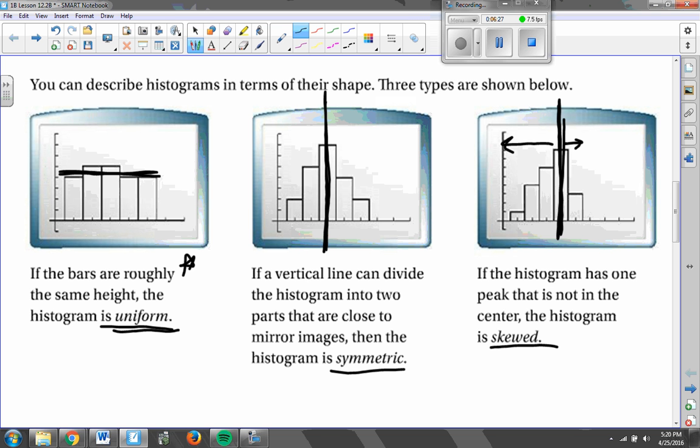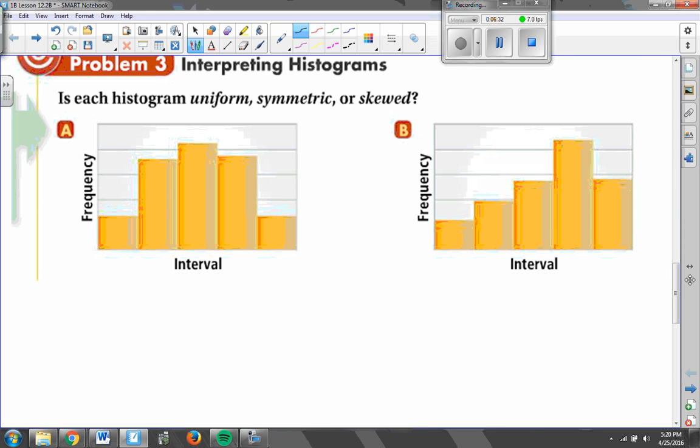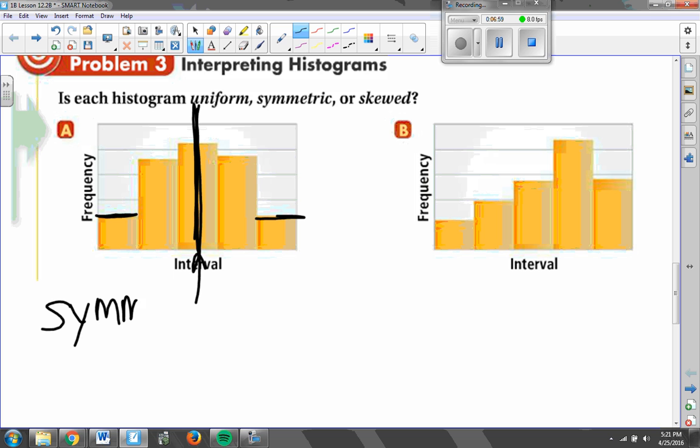So you'll also see problems in your practice problem set that say something like this: is each histogram uniform, symmetric, or skewed? Now, here in letter A, I think it's obvious that it's not uniform because these two bars are much lower than the other three. And I think this peak, this high point here is straight down the center. So I would call this one symmetric.